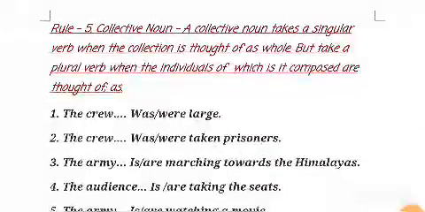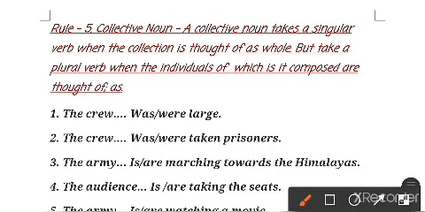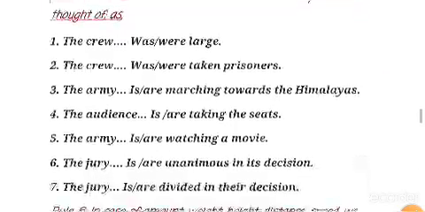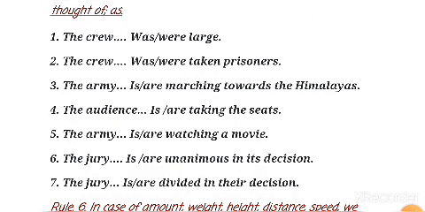Rule 5. This is related to a collective noun. A collective noun takes a singular verb when the collection is thought of as a whole. When we are talking about the whole sense, we use a singular verb. But we use it as plural when the individuals within it are being considered. Means when the thought of individuals is given. Clear? You can see the example.